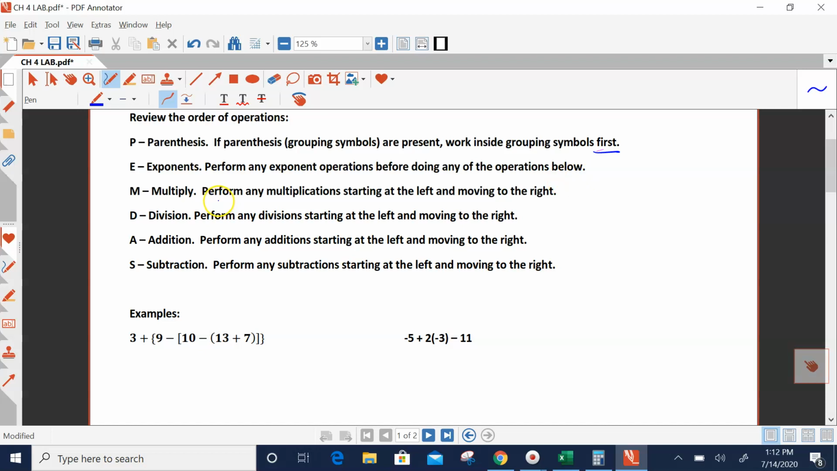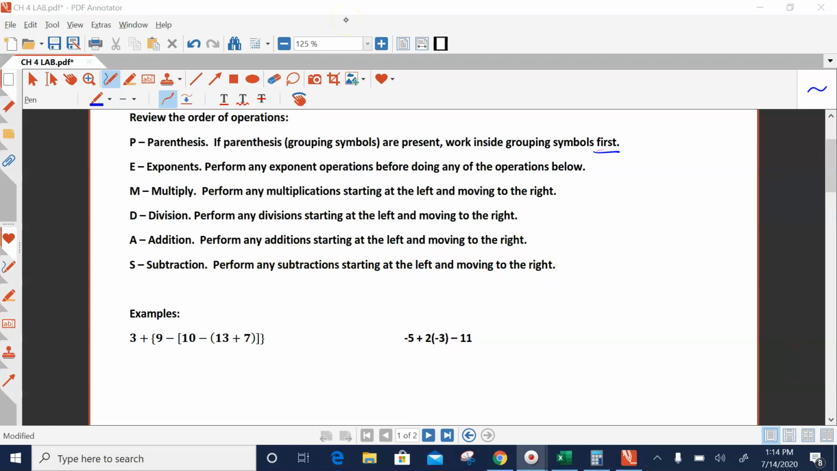Then I'm going to go left to right and see if I have any multiplications. And as I move left to right, I'm going to take care of multiplications. I'll also take care of any divisions as I move left to right. And after exponents, multiplications, and divisions are taken care of, then I'll move again from left to right, take care of any additions. I'll move again from left to right and take care of any subtractions.